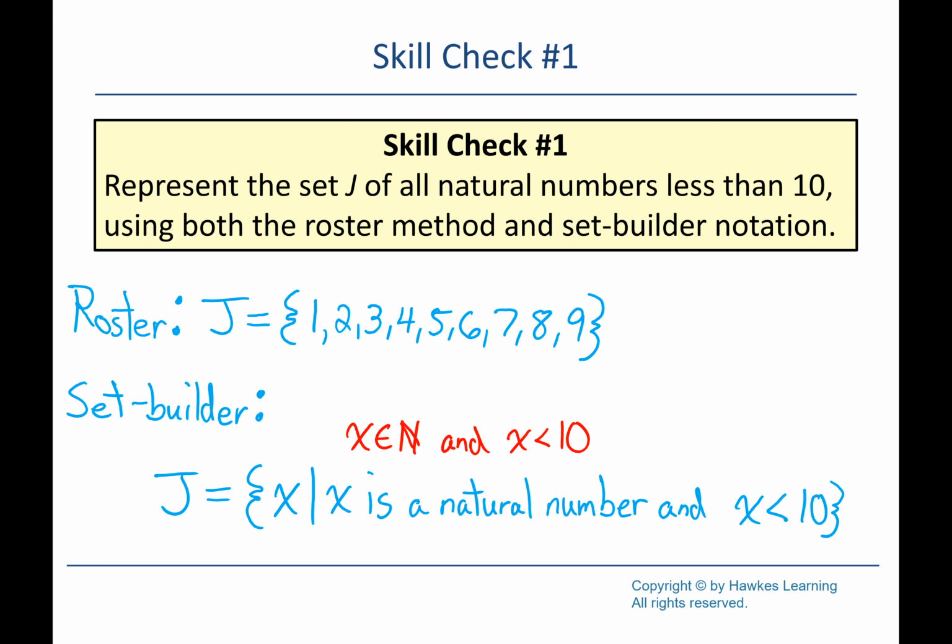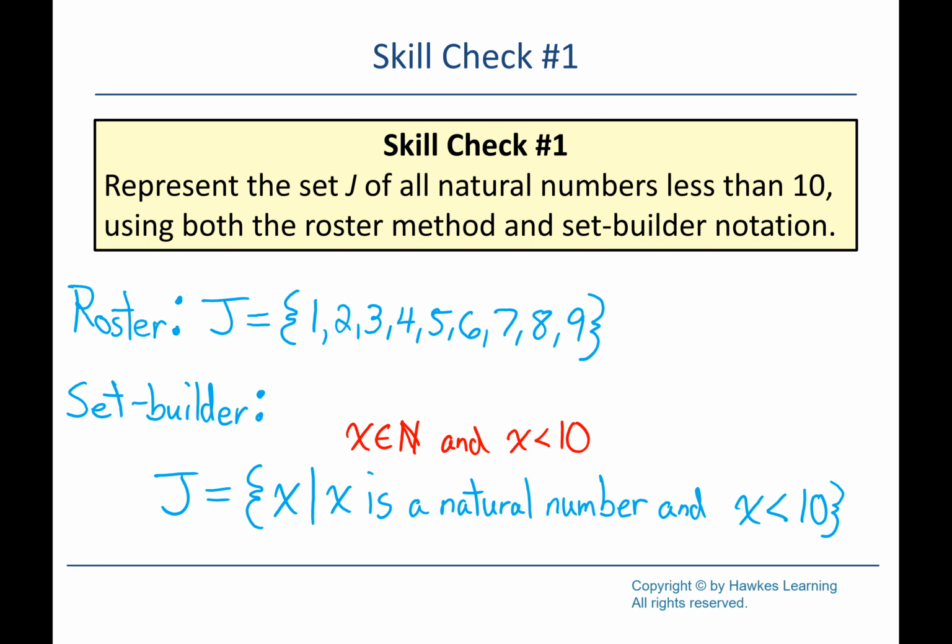Questions on that one? So on ones like this, if you have a choice, roster method is probably easier, right? You just list them out. But if it said we want the set of all natural numbers less than 1,000, then set builder is going to be easier, because you don't want to have to list out 1,000 numbers. It's just kind of situational. All right, so that's set builder notation.